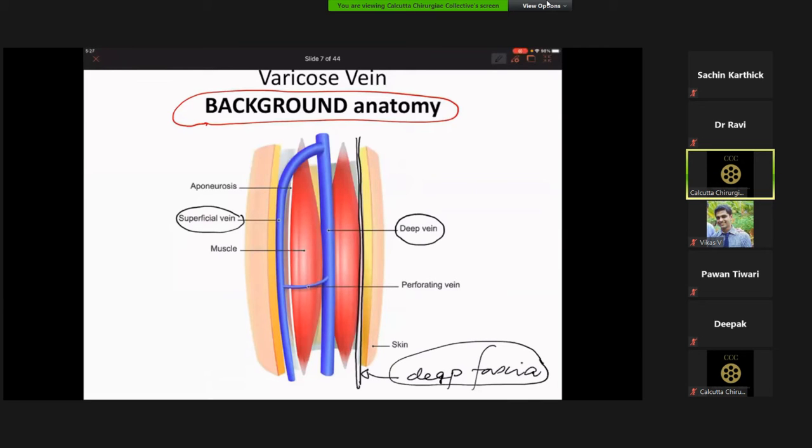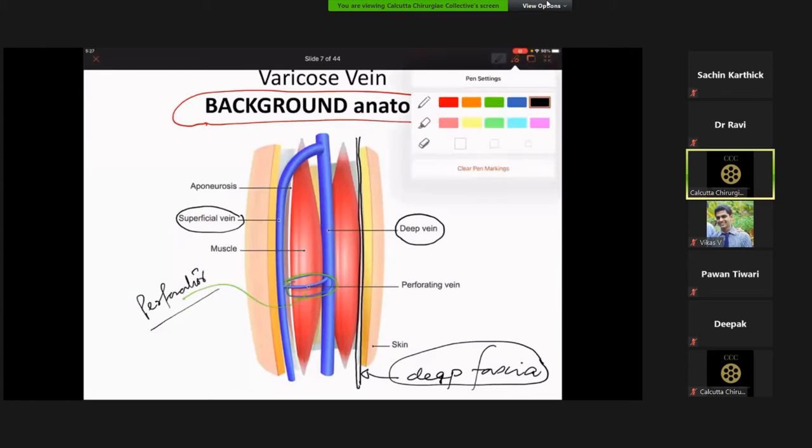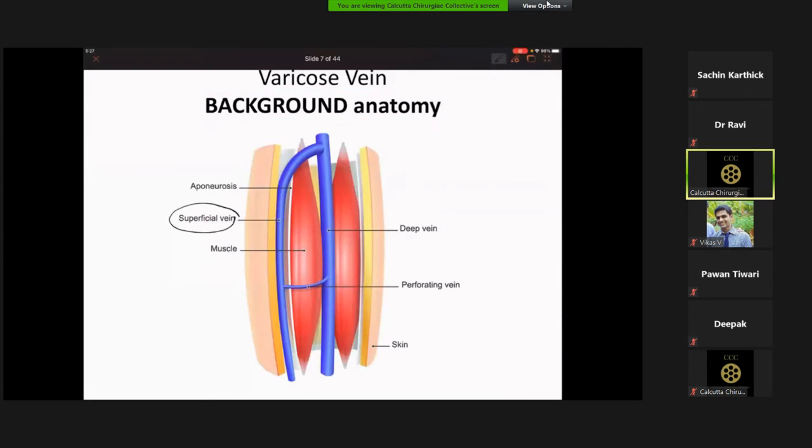Now, that connects something called a perforator vein. So this is something called a perforator vein, which is a connection. Now, a superficial vein is on this side of the fascia, and in the lower limb there are two systems of superficial vein.